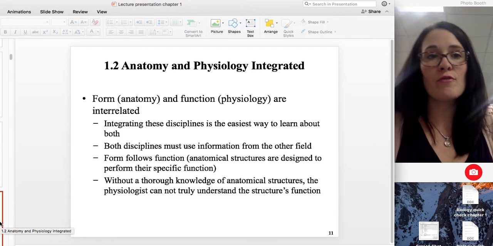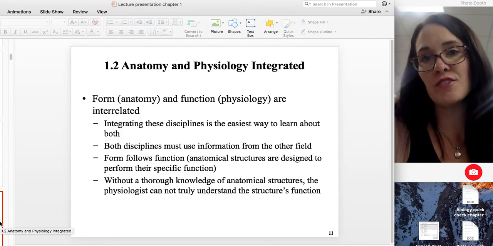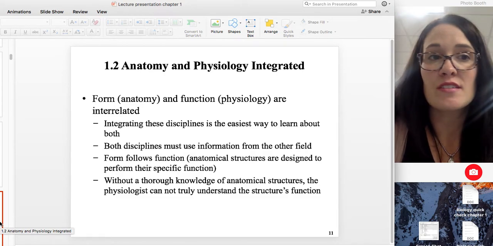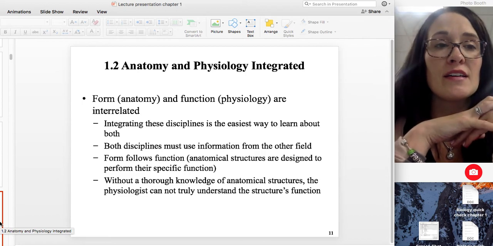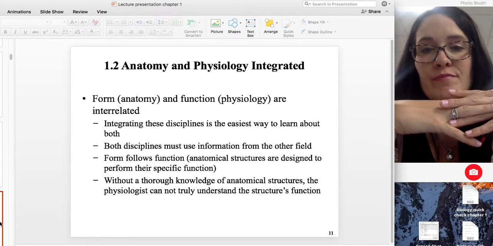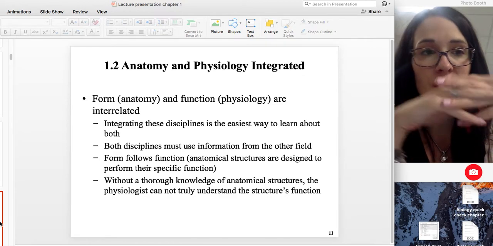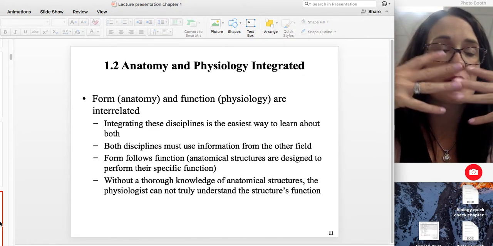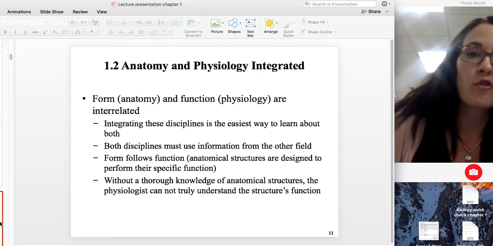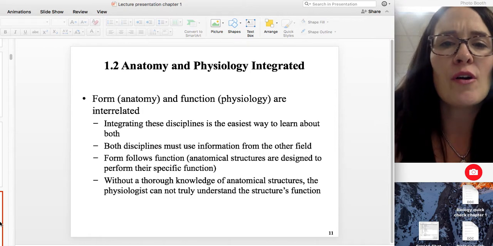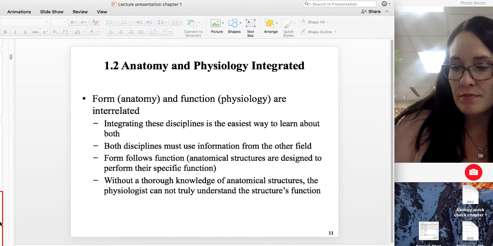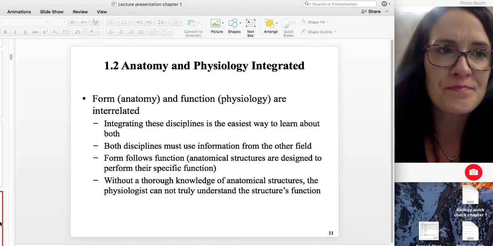So I said before, form and function, anatomy and physiology, are interrelated. The best way to learn about anatomy and physiology is to look at them side by side. As you're learning the parts and where they are in relation to each other, learn how they work. They both use information from each other. That's why we combine them. Form follows function. So the structures are designed to perform their specific function.